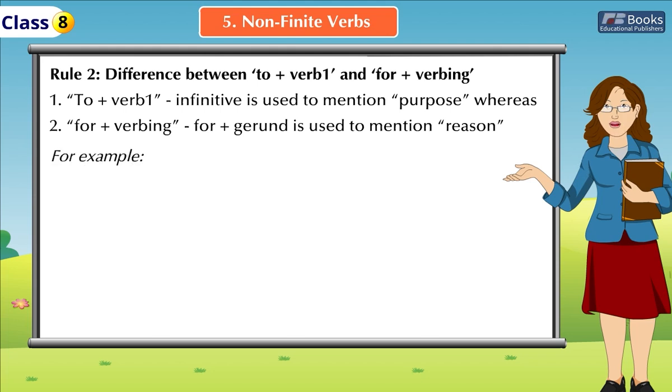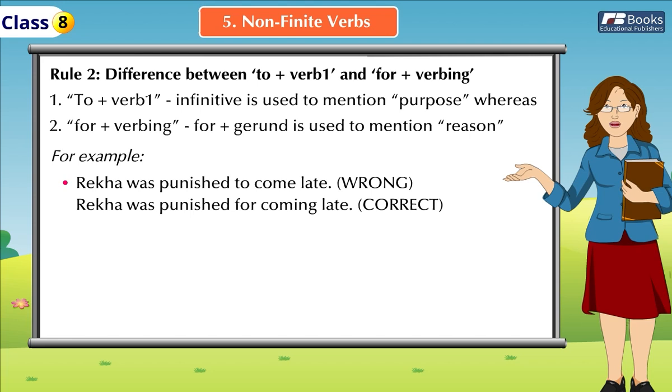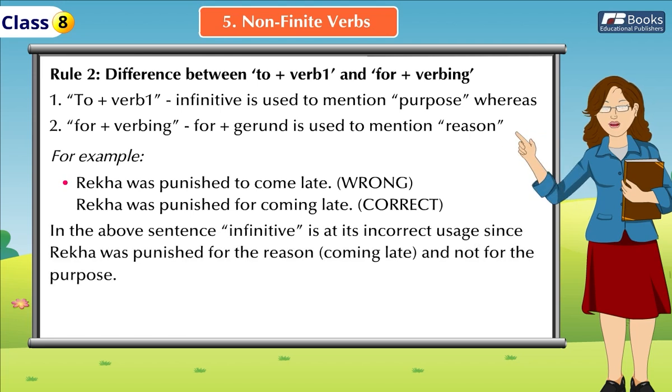For example, Rekha was punished to come late. Wrong. Rekha was punished for coming late. Correct. In the above sentence, the infinitive is used incorrectly, since Rekha was punished for the reason, coming late, and not for the purpose.